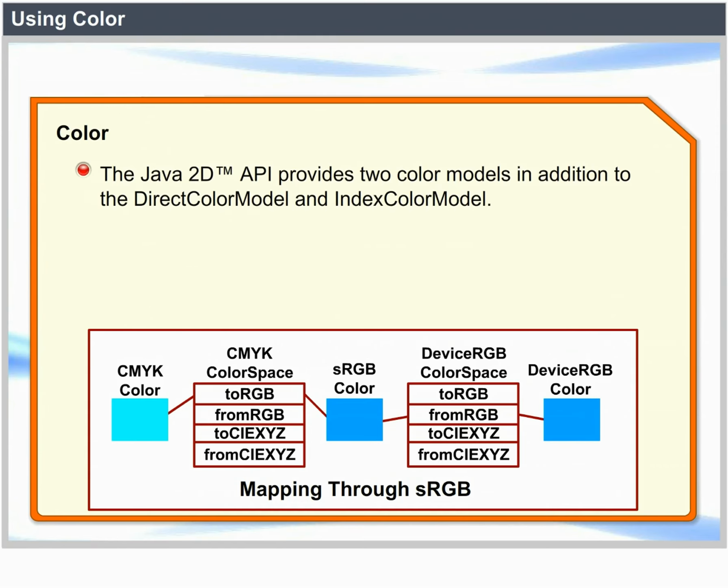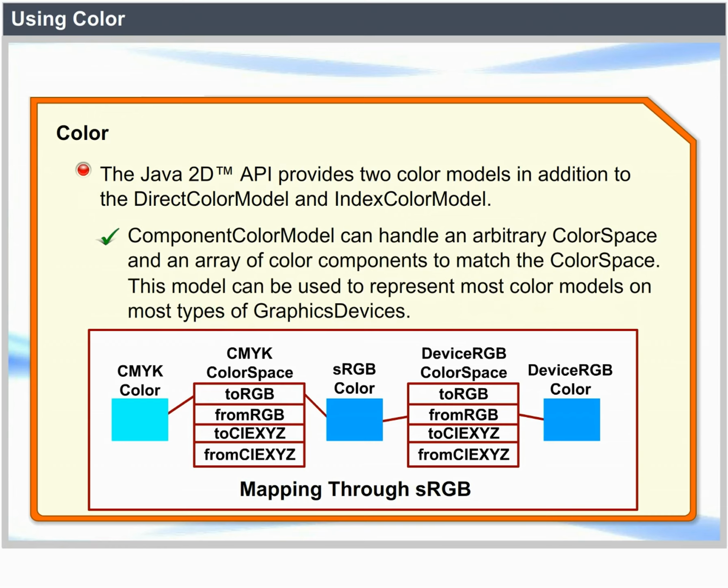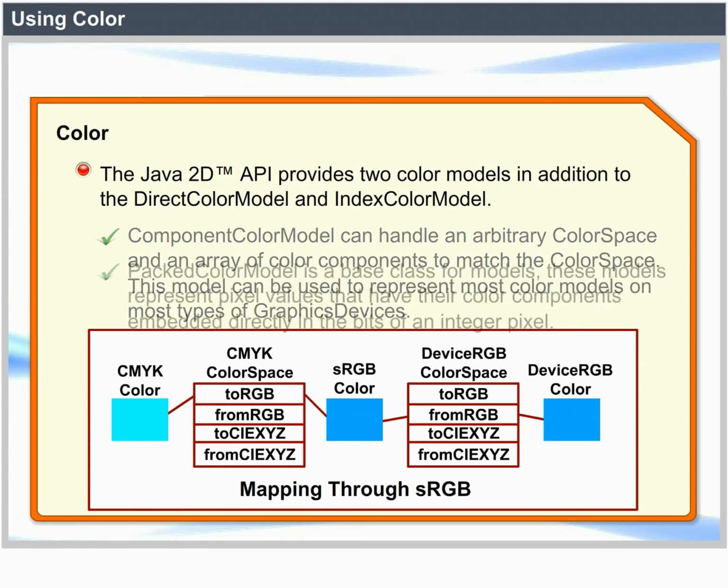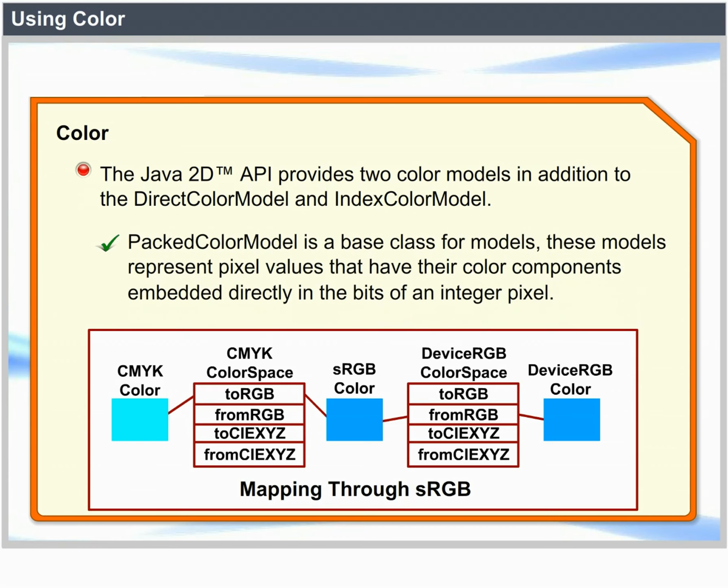The Java 2D API provides two color models in addition to the DirectColorModel and IndexColorModel. ComponentColorModel handles an arbitrary color space and an array of color components to match the color space. This model can be used to represent most color models on most types of graphics devices. PackedColorModel is a base class for models. These models represent pixel values that have their color components embedded directly in the bits of an integer pixel.